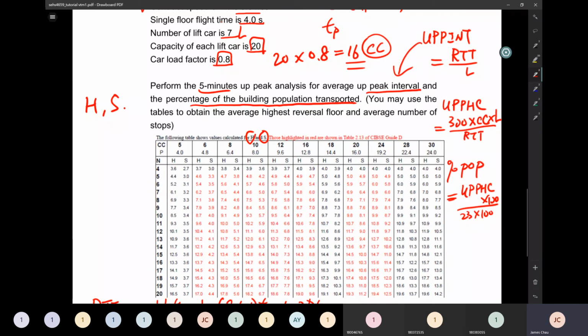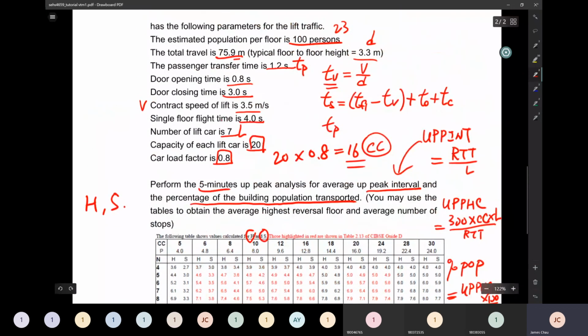Yeah, I made a mistake here. Someone has told me that for the TV, yes, we have reversed the symbol. It should be D over V. I'm sorry for that. So please make the correction.